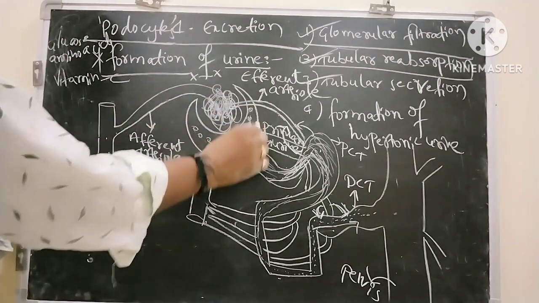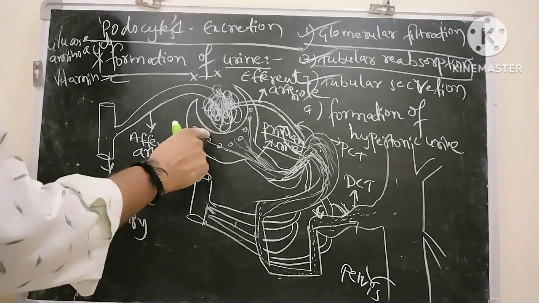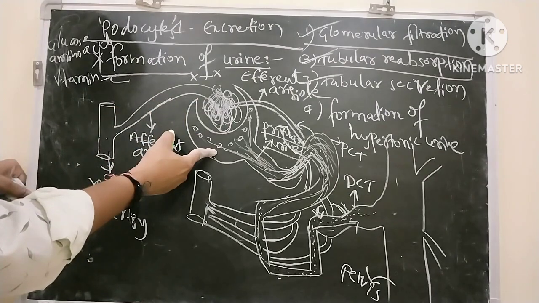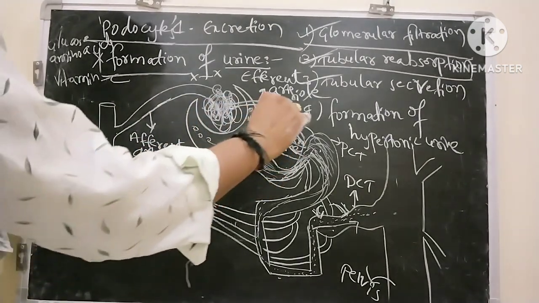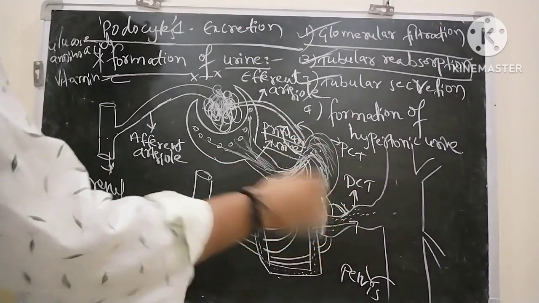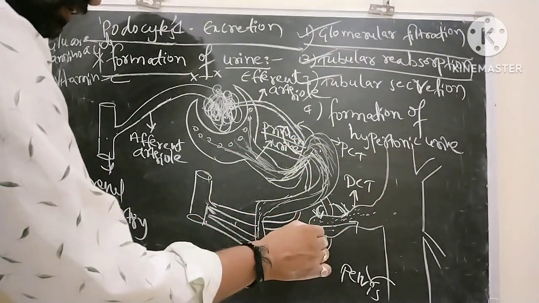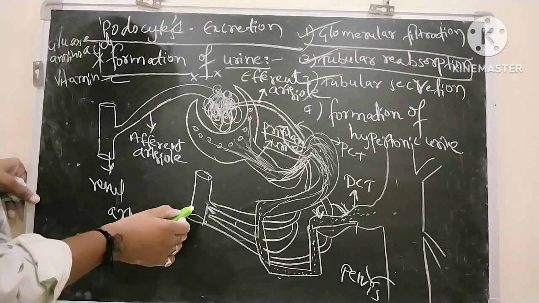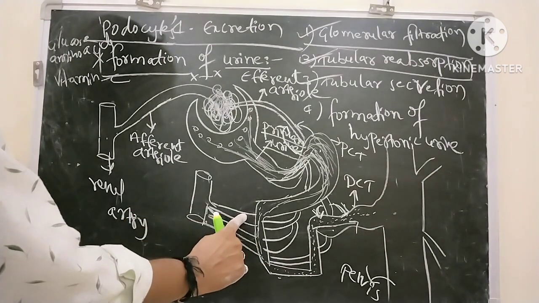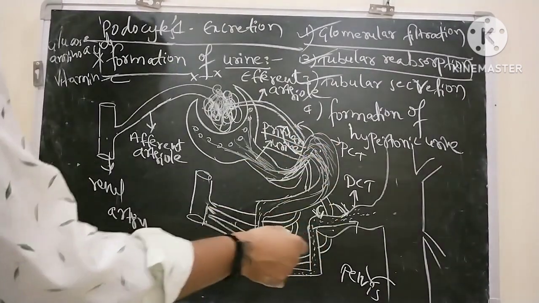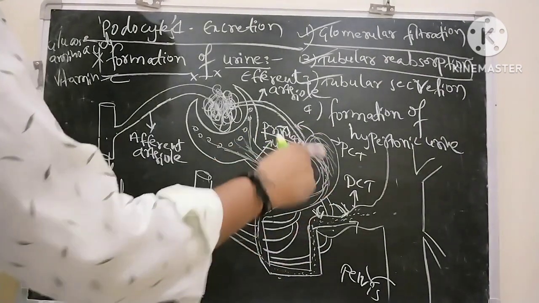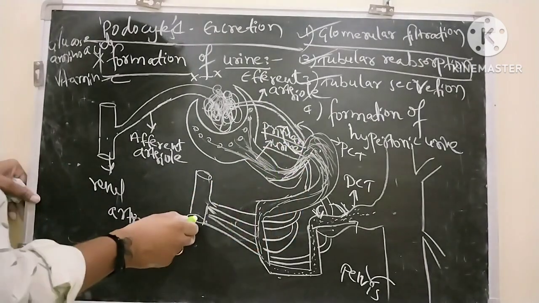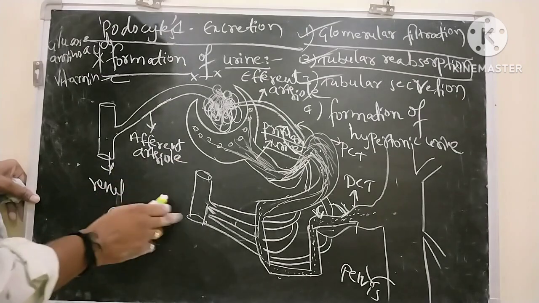It distributes oxygenated blood to the kidney. While it is entering into the nephron, we call it the afferent arteriole. That afferent arteriole forms the peritubular network around the entire nephron, and whatever deoxygenated blood is there is collected by the renal vein through the efferent arteriole.